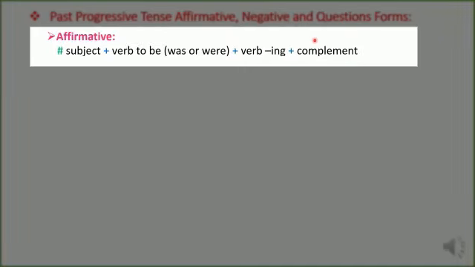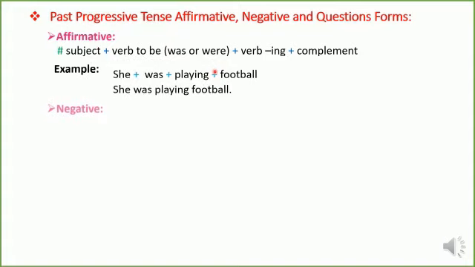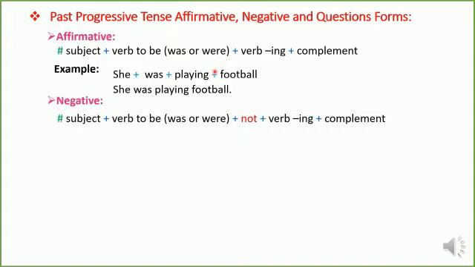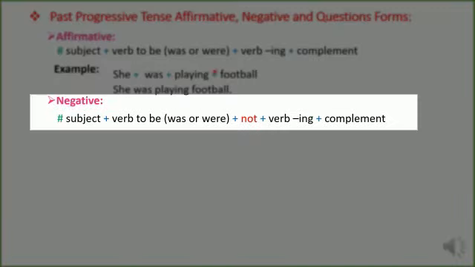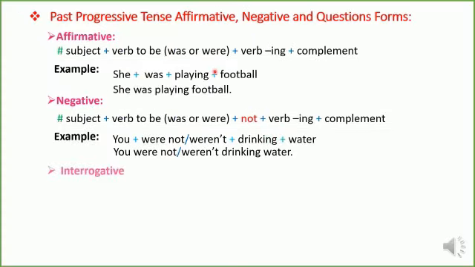The form of the affirmative here: subject plus verb to be, was or were, plus verb plus ing at the end, plus complement. Here we have, for example, she was playing football. The negative form: subject, verb to be, was or were, of course in the past, and the word not, then verb plus ing plus complement. For example, you were not, or you weren't, drinking water.